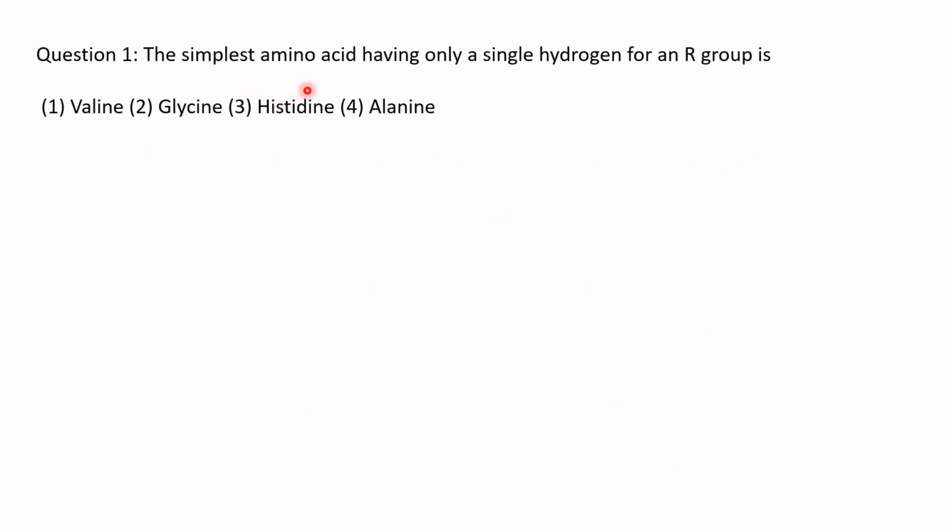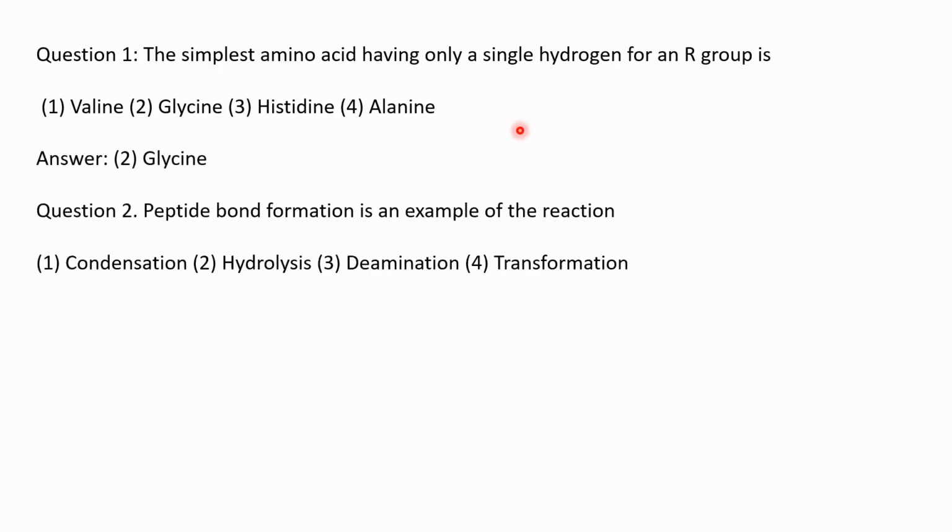The first question: the simplest amino acid having only a single hydrogen for an R group is. The options are option 1 valine, option 2 glycine, option 3 histidine, option 4 alanine. It is very clear that we studied that the simplest amino acid is glycine, in which the R group is the hydrogen atom itself. So the answer to this question is option number 2, glycine.